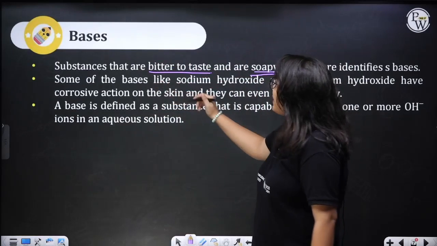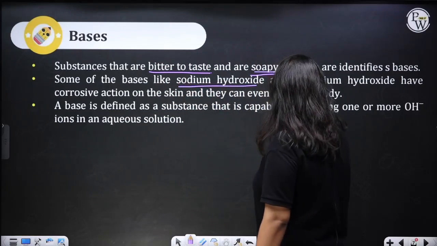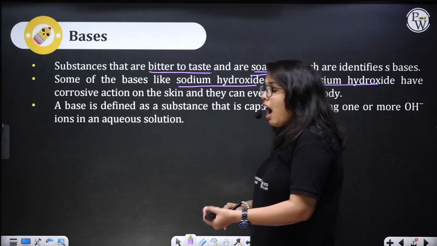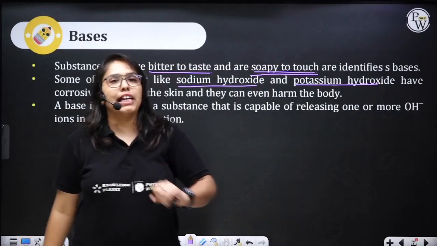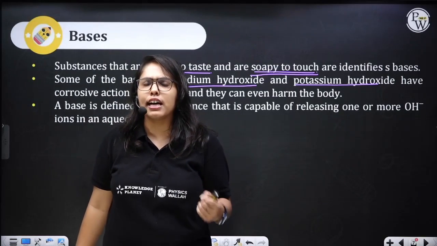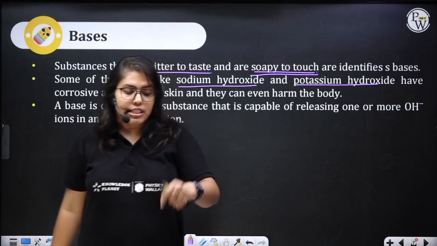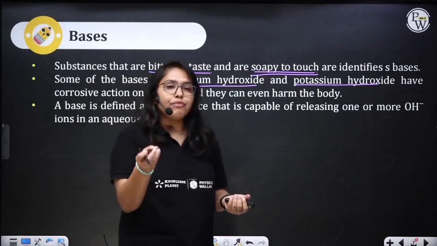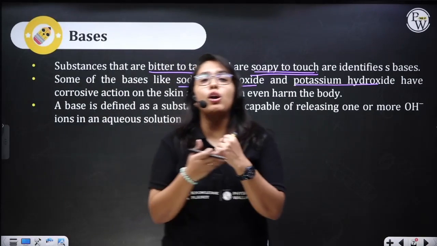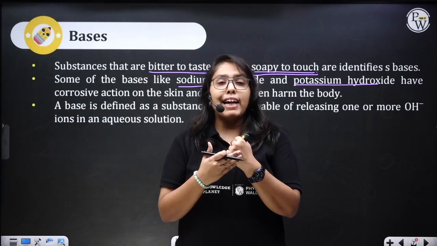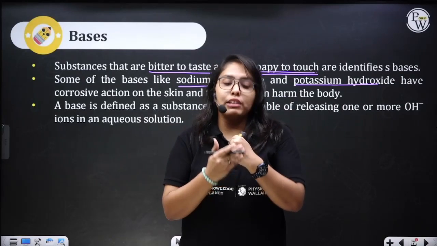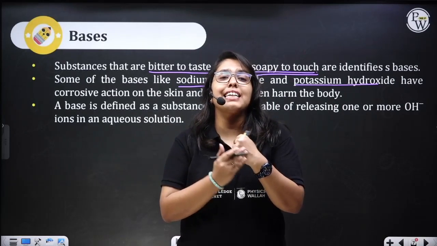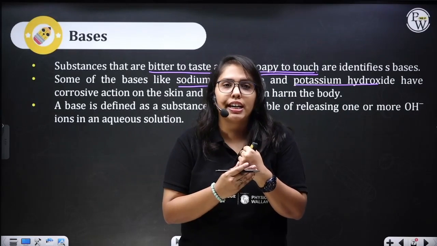And some of the bases like sodium hydroxide and potassium hydroxide are corrosive in nature. Now what do you understand by the term corrosive? See, corrosive is if their solution happens to fall on our skin. Alright, if it happens to fall on our skin, then what will it do? It will corrode our skin surface. That is, it will cause a burn.